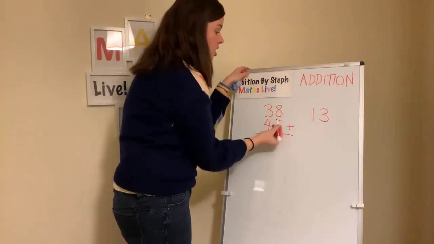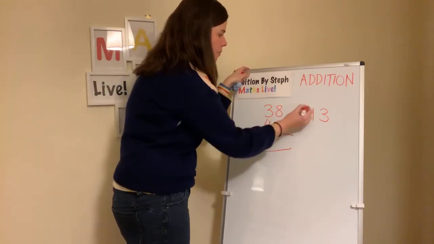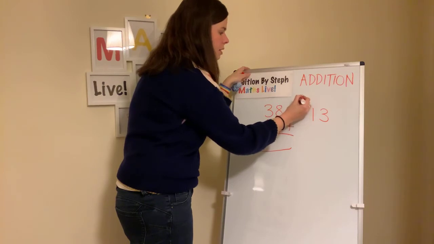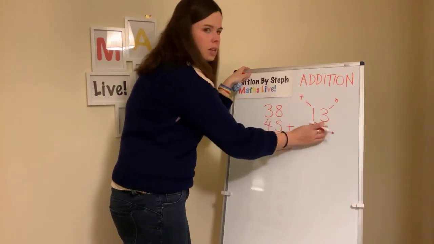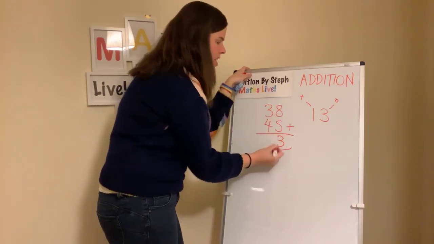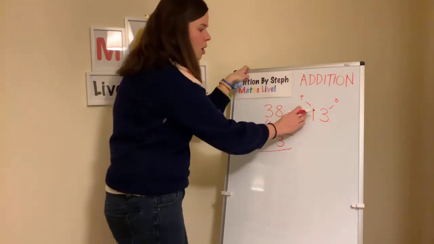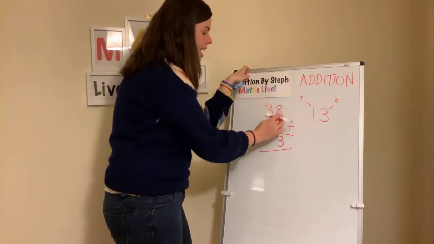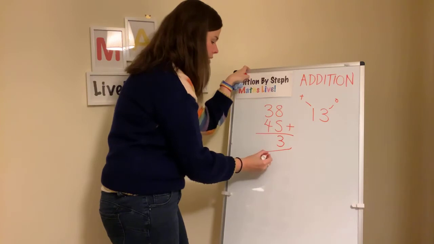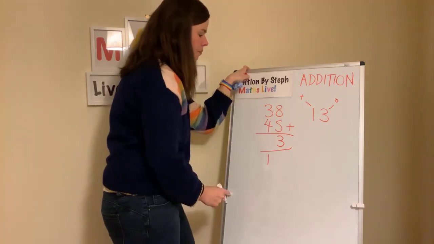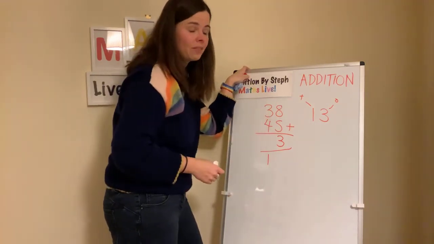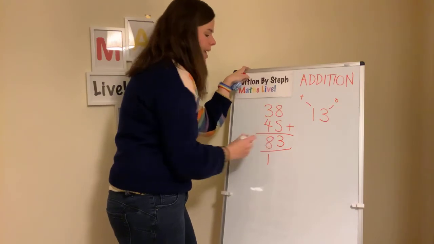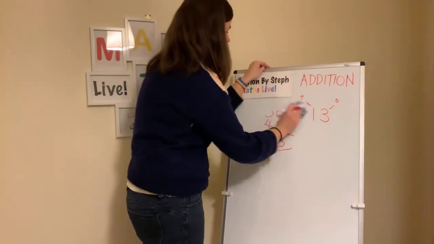So we've got 13. 8 plus 5 is 13. This is the tens, and this is the ones. The ones stay in that column, it belongs there. Whereas we've got a 10. 8 and 5 have given us an extra 10, so that goes into the tens column. 3 plus 4 is 7, plus the extra 1 is 8. So the answer is 83.